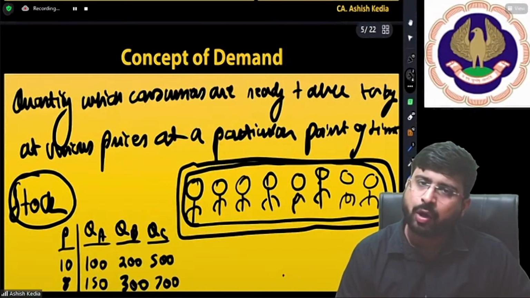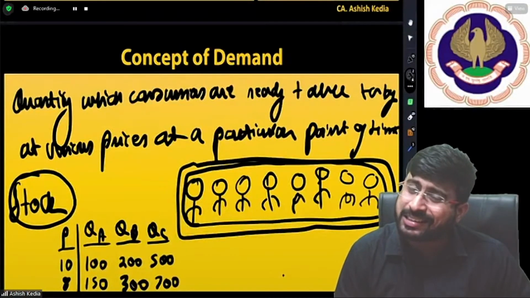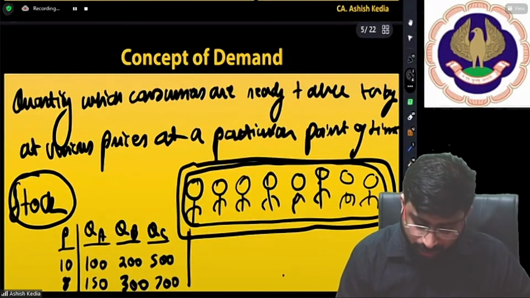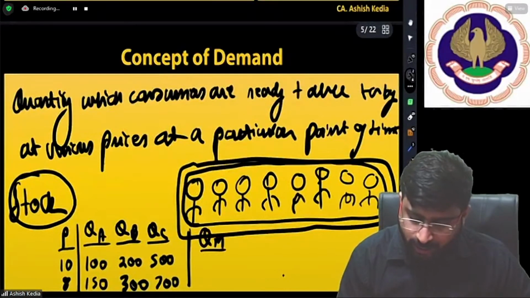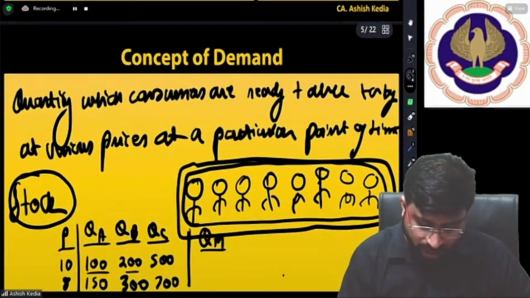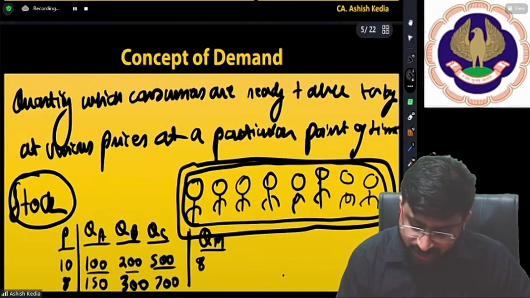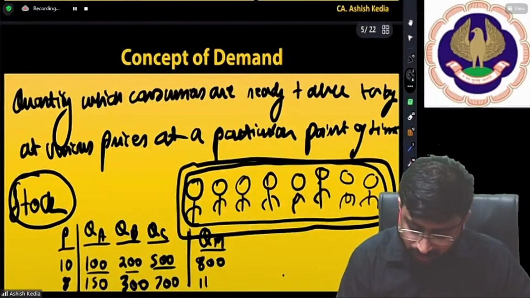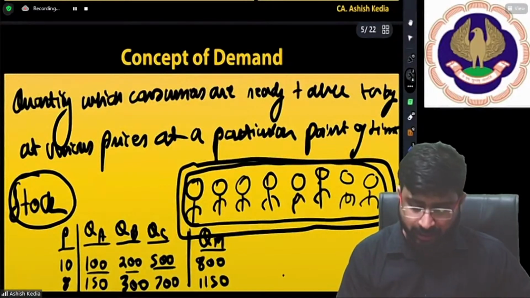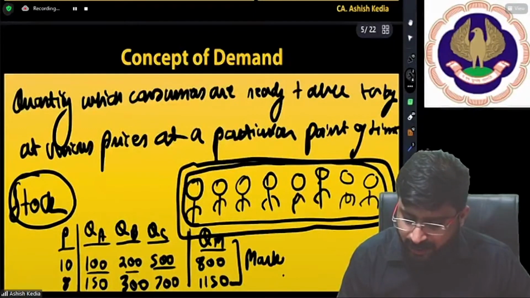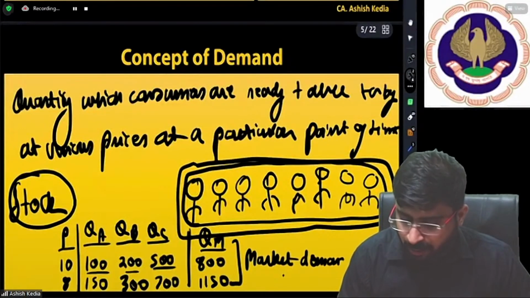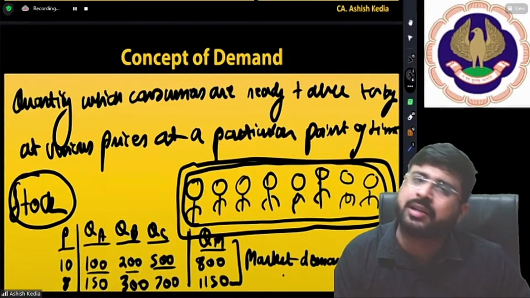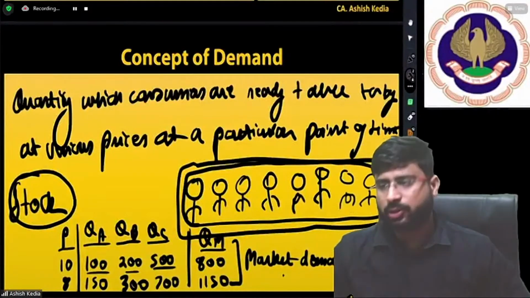So my dear friends, what is happening? Now I am displaying the entire price and quantity data for all the consumers. When we club all the quantities together, that is called market demand. 100 plus 200 is 300, 300 plus 500 is 800. Similarly, 300 plus 700 is 1000. 1000 plus 150 is 1150. When we club them together, that is called market demand. Oh, so you are telling me the sum total of individual demand is market demand. Yes, sir, I am telling that only. You are correct.